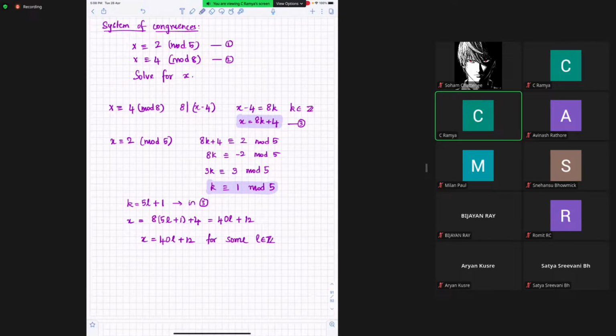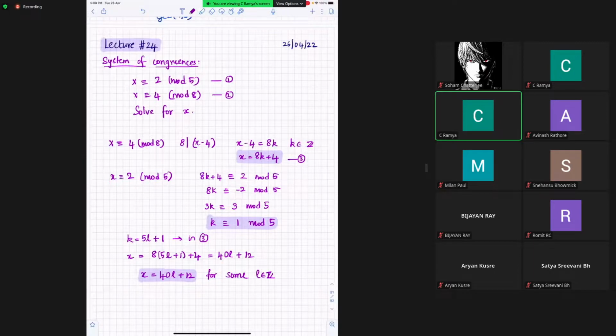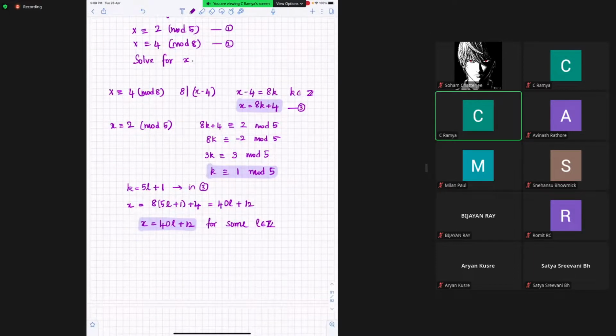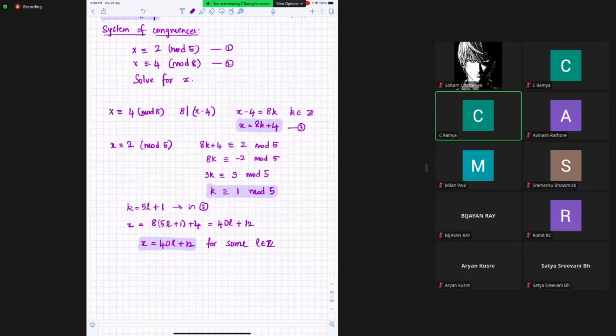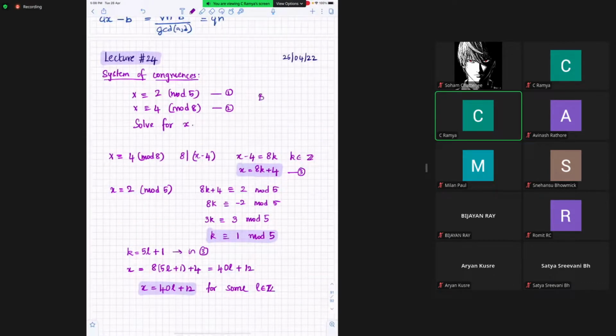So when somebody asks you what is the solution to the system of congruences, it is all those numbers that, when divided by 40, leave remainder 12. So this here is the solution to this system of congruences. Is this clear? This method is called back substitution, because you begin with the second equation and then you substitute back. We had seen this earlier also.